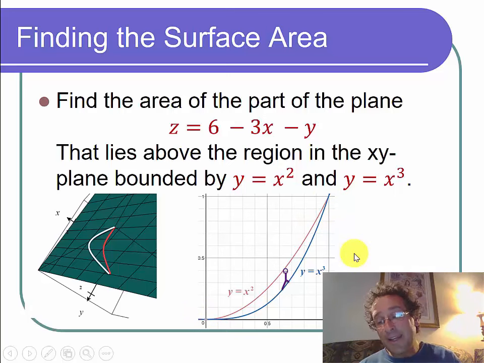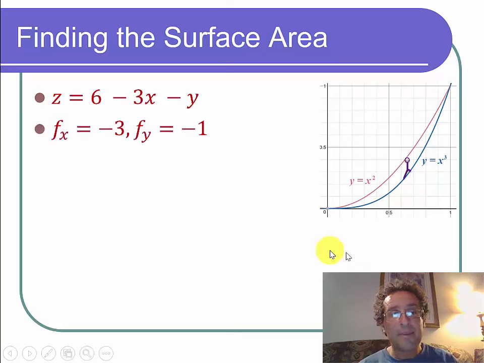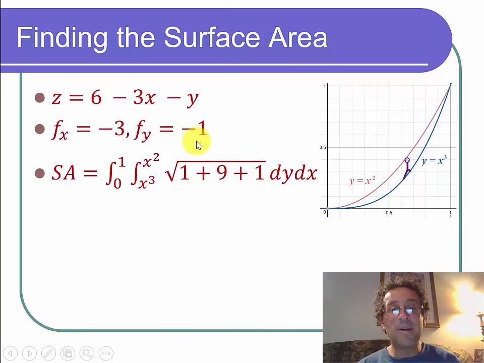So now let's go and use our definition. To do that, we need to take the partial derivative of f with respect to x and y. So that's very simple. The partial derivative with respect to x of 6 minus 3x minus y is just negative 3. And the partial derivative with respect to y of 6 minus 3x minus y is negative 1. It's always nice when they're both constants. It makes life a lot easier because we can put this together and say the surface area is the double integral. Remember, the little man went from 0 out to 1, so 0 to 1.